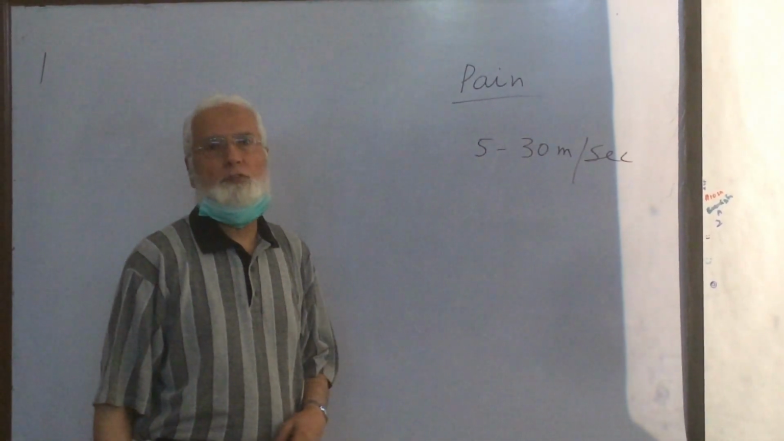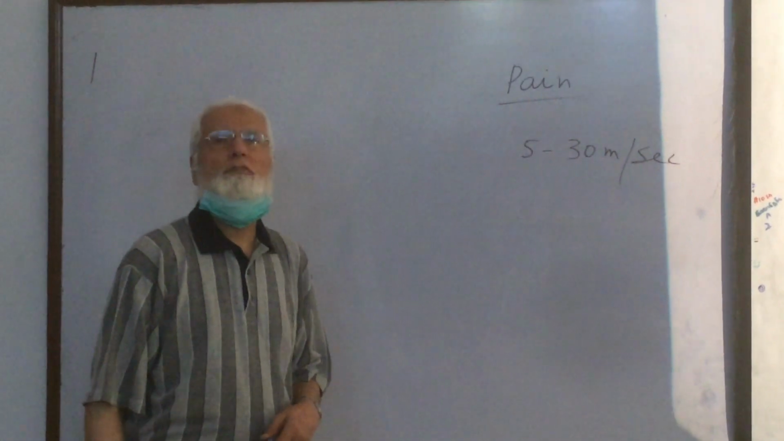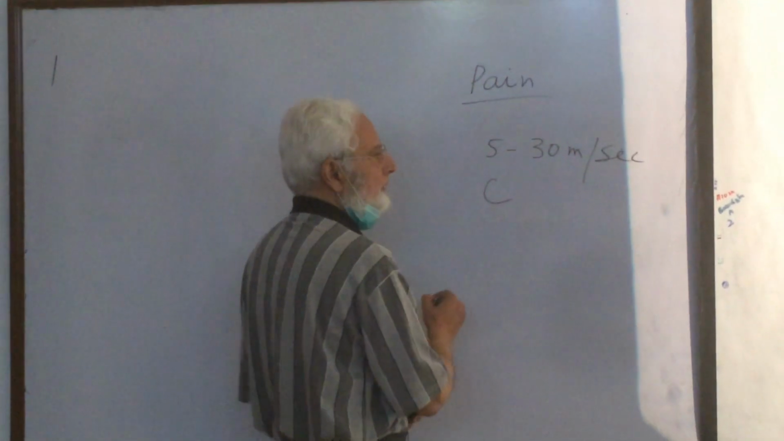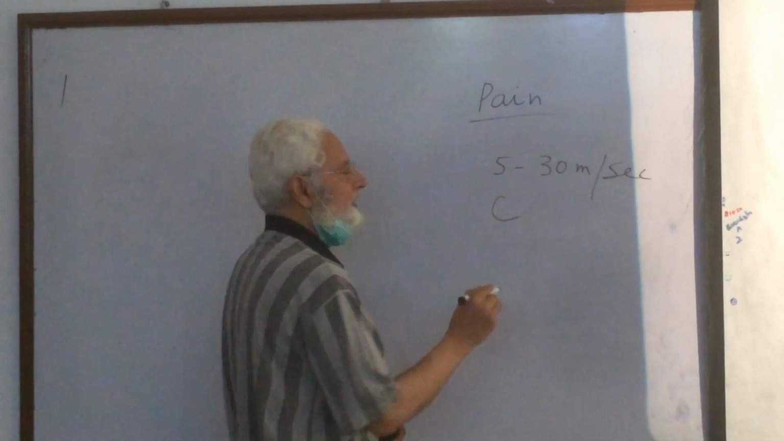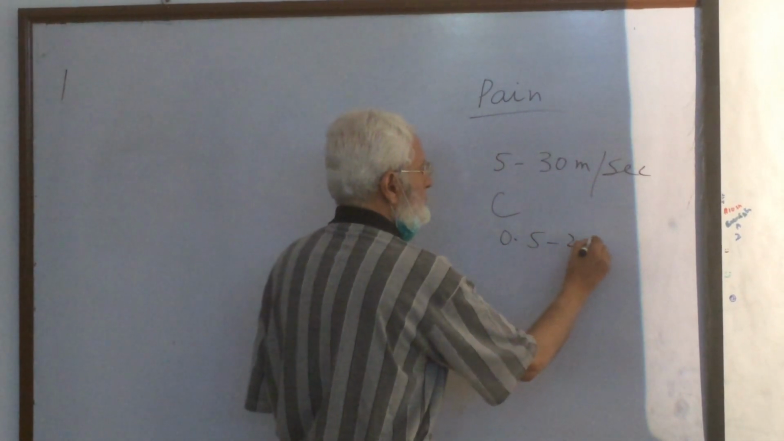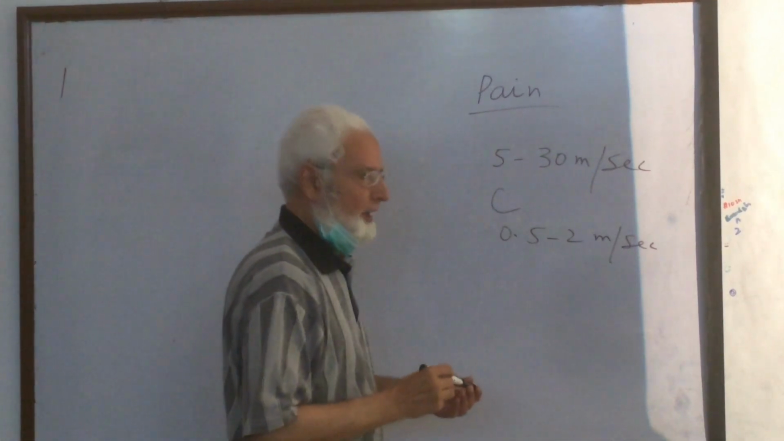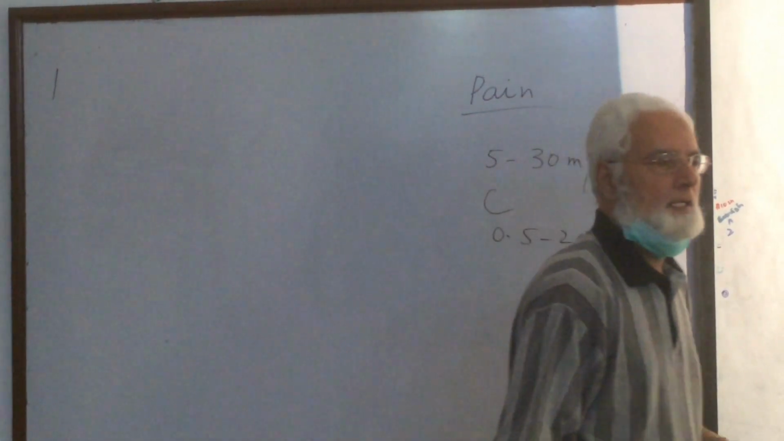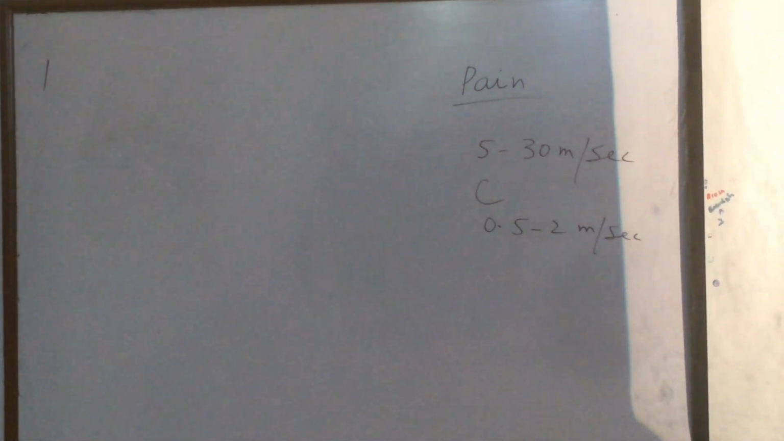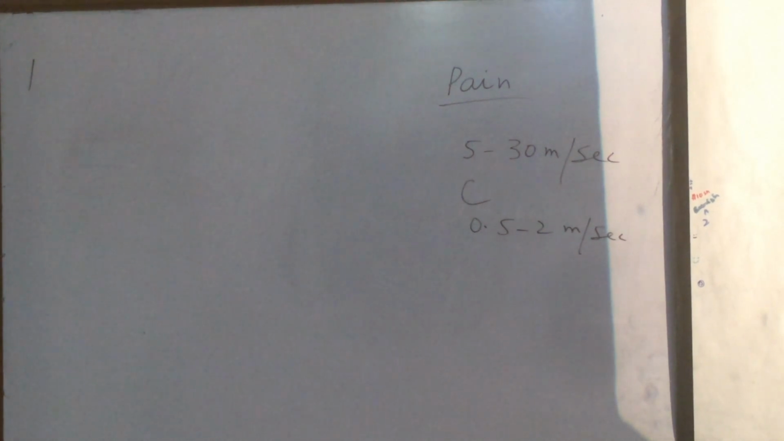Slow pain impulses are carried by C fibers, capital C, C fibers, and the velocity of conduction is 0.5 to 2 meters per second. So slow pain impulses are carried by C fibers having a velocity of conduction of 0.5 to 2 meters per second.